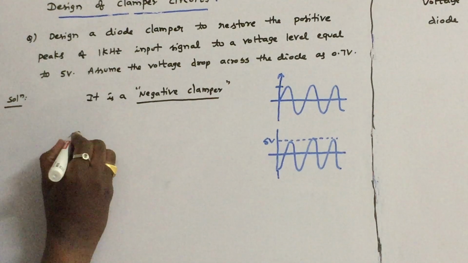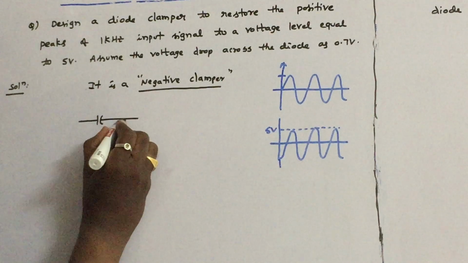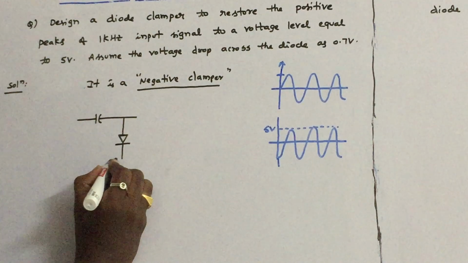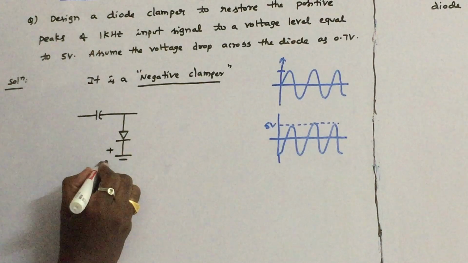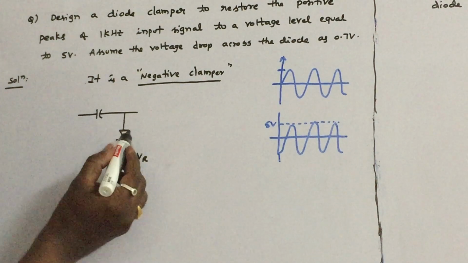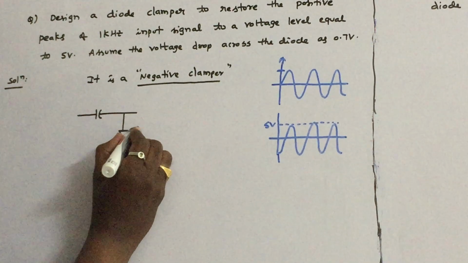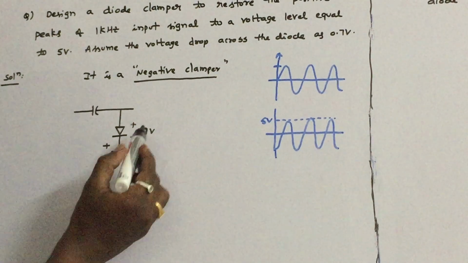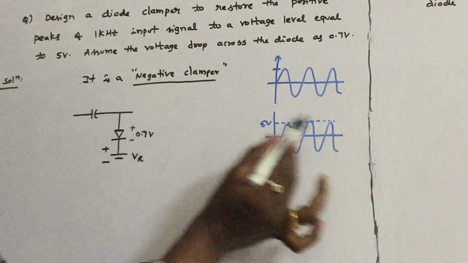So what is the negative clamper simple circuit? The negative clamper simple circuit is, the capacitor, and the diode will be in this direction. Remember that the reference voltage we have to take like this. I have explained in the previous classes. The reference voltage, say VR, we have to find out. The diode drop is given as 0.7 volts. Remember that, if the diode drop is not there, just simply substitute 5 here. So that will be the answer for this problem.